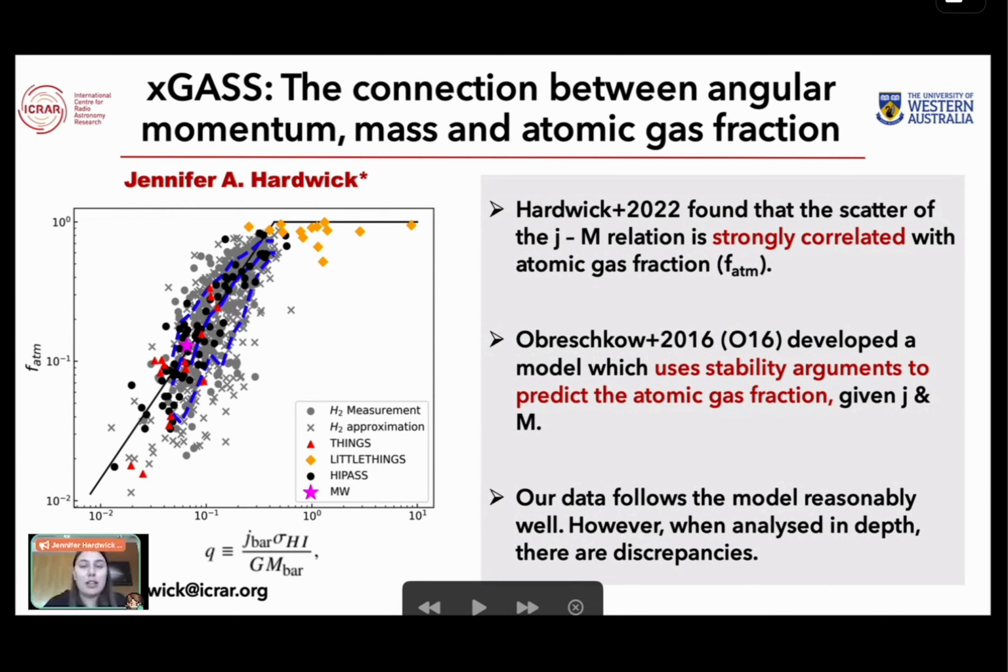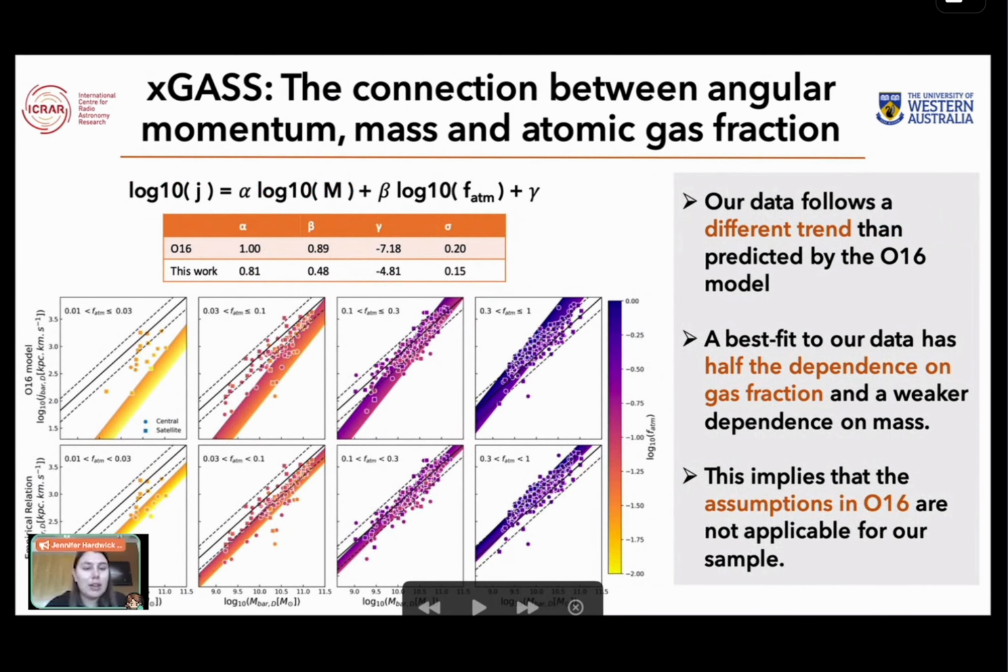However, when we started to analyze it in depth, we found that it wasn't able to perfectly represent our data. If you could go to the next slide, we see that the discrepancy between our data and the O16 model is even more apparent in the top row, where you can see the model in the shaded region and our data as the points. You can see that our points don't follow the same trend as the model would predict, especially for low gas fractions.